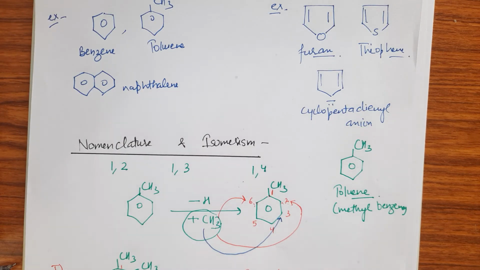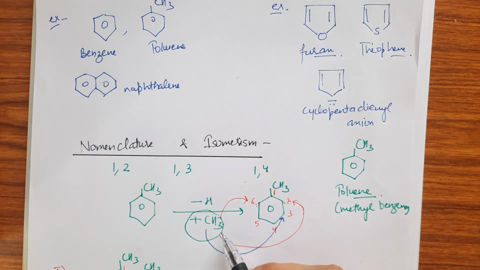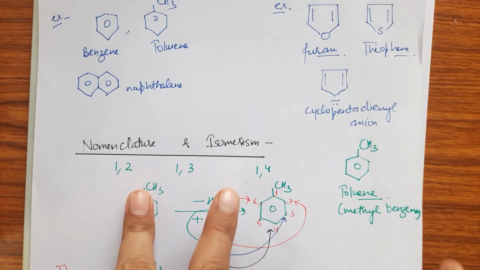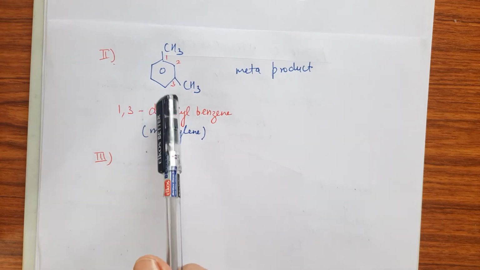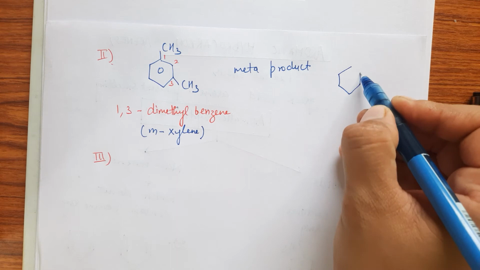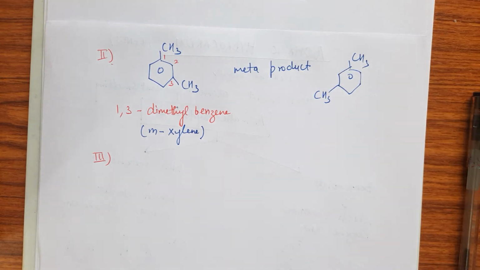Now the third one. What will be the last possibility? Now we have already taken the second and sixth position, and the third position. Now we take the fourth position. One more thing, the 3 and 5 positions are also similar. This one and this one are also similar. So you can see, if I write this one at the third position, or if I write it this way, then also it is the meta product, right?